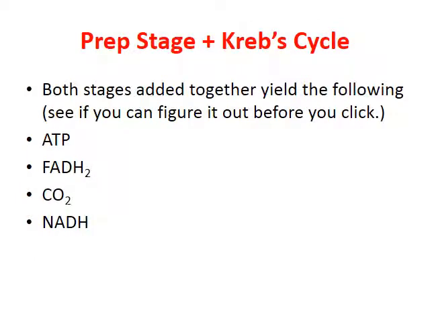Here's what I want you to do. I want you to go back to your notes, and I want you to count up from the prep stage and the Krebs cycle. Don't include glycolysis in this yet. I want you to count up, for each of the 2 pyruvates that we made, how many ATPs, how many FADH2s, how many CO2s, and how many NADH molecules do we make from the prep stage and the Krebs cycle. So pause this right now and then come back when you're ready with your answer.